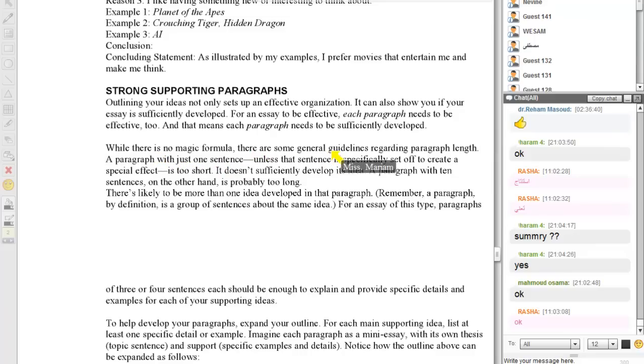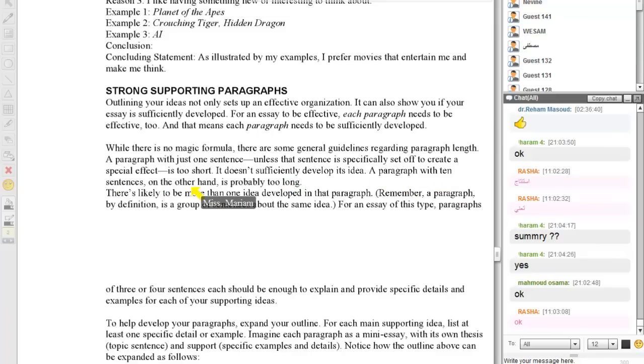While there is no magic formula, there are some general guidelines regarding paragraph length. A paragraph with just one sentence, unless the sentence is specifically set off to create a special effect, is too short. It doesn't sufficiently develop its idea.